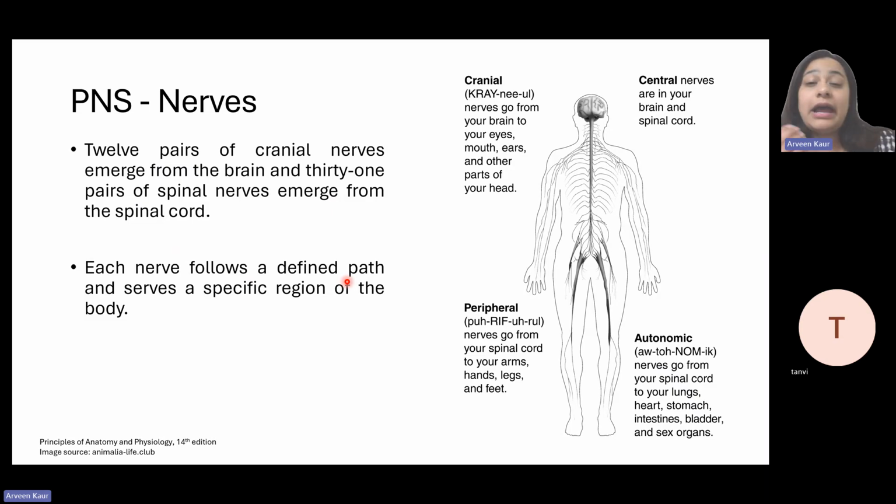The vagus nerve is one of the cranial nerves which spans a lot of different body organs: some part of the face, some part of the respiratory tract, and some facial muscles. So different parts it spans. Otherwise, generally, these nerves serve specific regions. They are specific to a region.